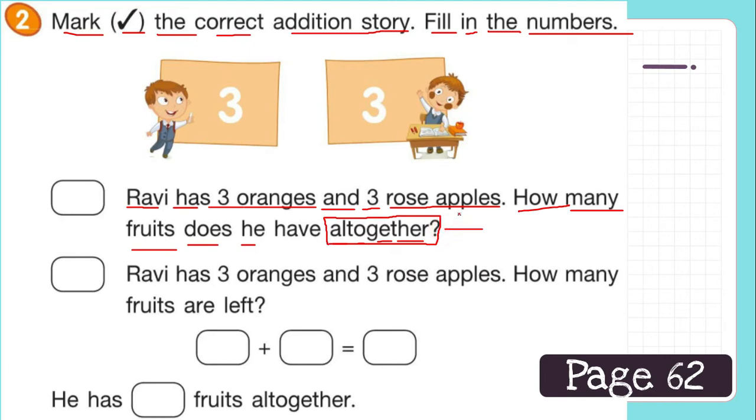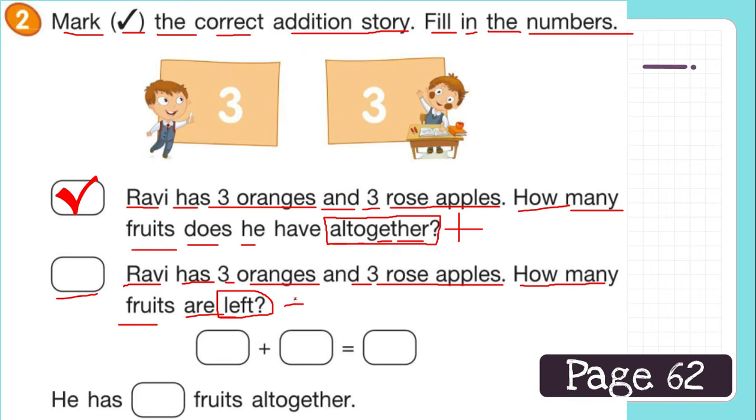So we're going to add. Okay, so we're going to put check. And the next one, next box, Ravi has 3 oranges and 3 rose apples. How many fruits are left? Oops, we have here the word left, but left is for subtraction or minus.